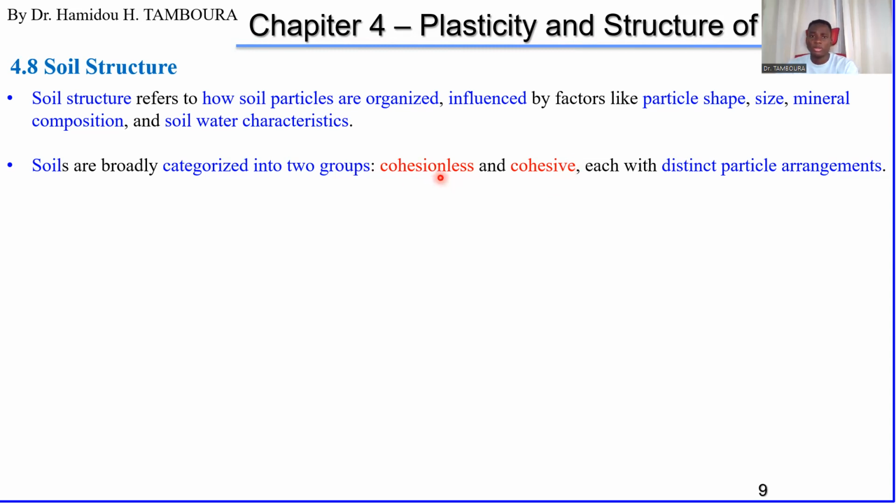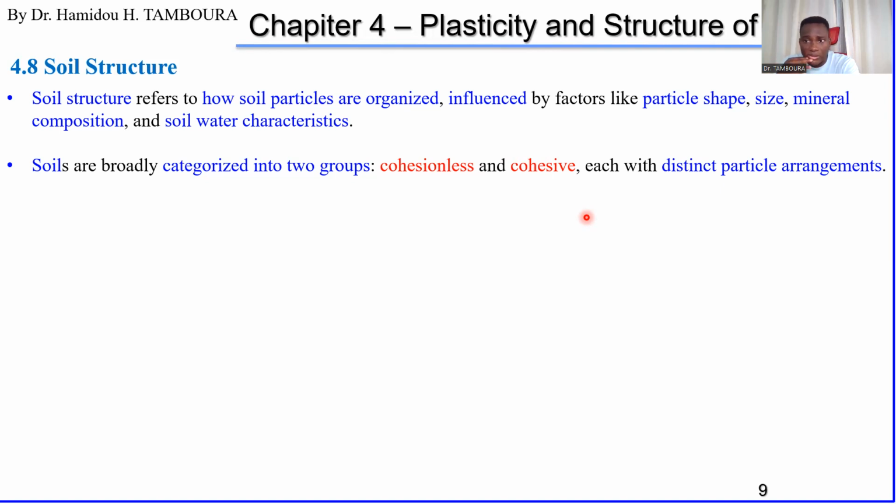Cohesionless soil means soil that doesn't have cohesion. It's like sand and gravel, which are coarse grained soils. But cohesive soils are fine grained soils. Those soils have cohesion, for example clay. So mainly these soils are separated in two main groups, considering whether they have cohesion or they don't have cohesion.